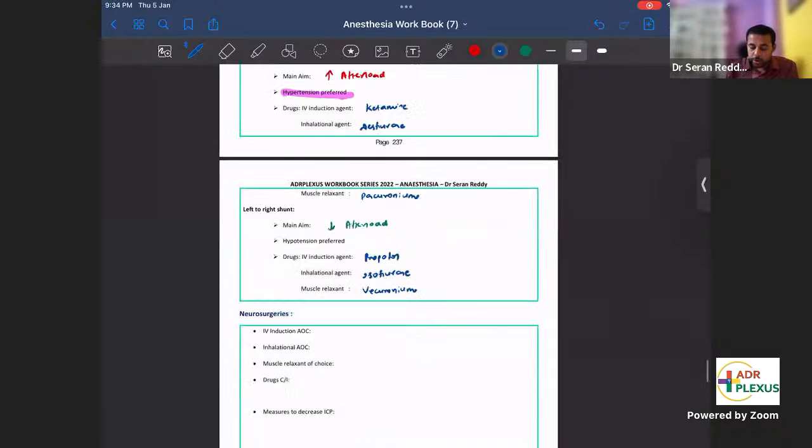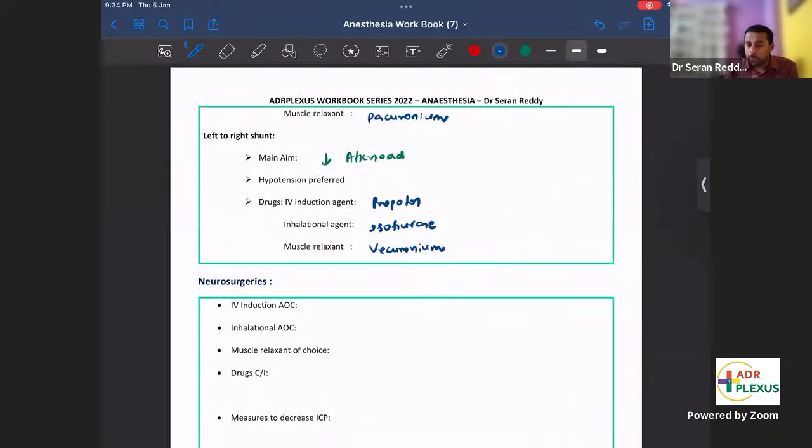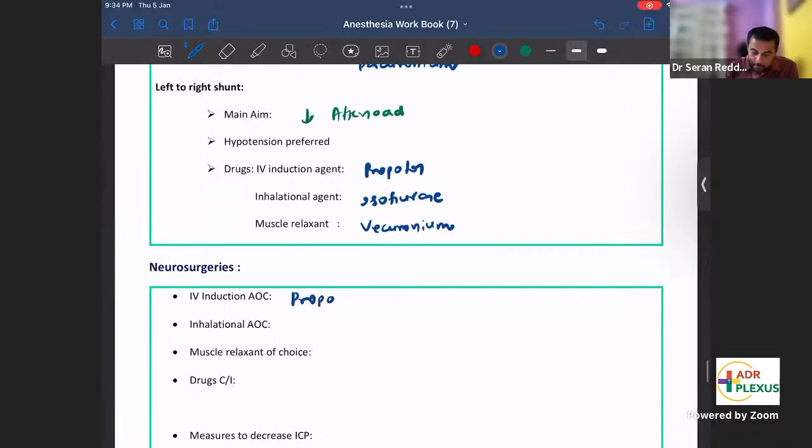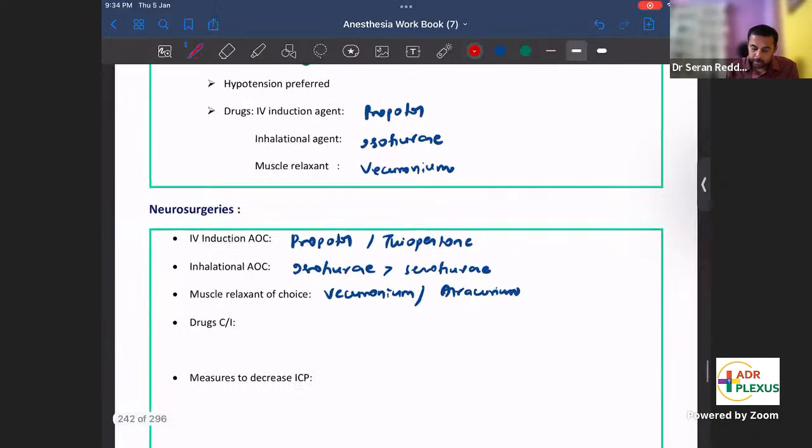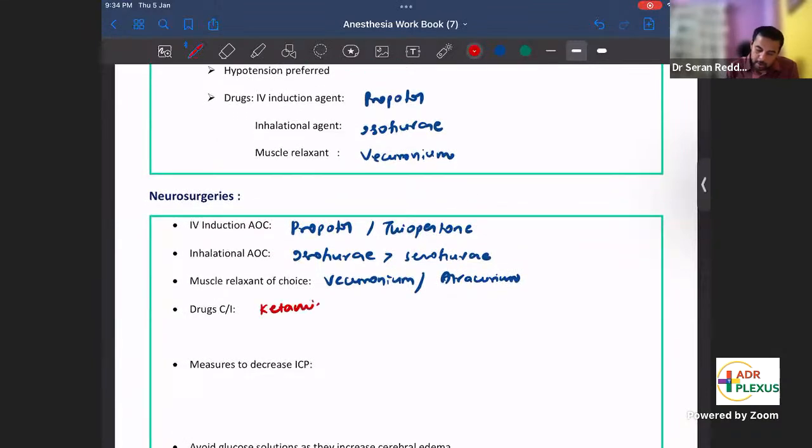Then coming to neurosurgeries. As I told you, for the IV induction agent of choice, both propofol and thiopentone can be used, as both have cerebroprotective properties. The inhalation agent of choice is isoflurane, preferred over sevoflurane. For muscle relaxant, you prefer vecuronium or atracurium. The contraindicated drugs are ketamine, halothane, and succinylcholine, because they increase ICP.